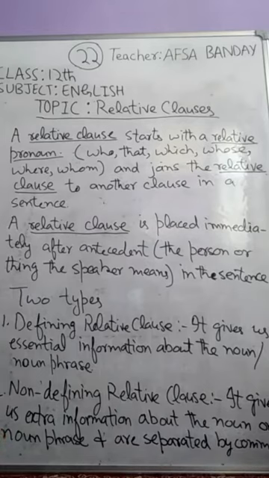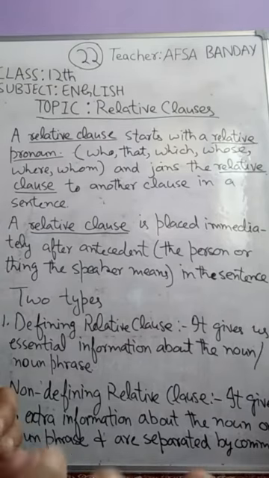There are two types of relative clauses. One is defining relative clause and another is non-defining relative clause. A defining relative clause gives us essential information about the noun or the noun phrase, or about the person or the thing the speaker means. And a non-defining relative clause gives us extra information about the person or the thing the speaker means, in other words, the noun or the noun phrase. And here the two clauses are separated by commas. That means we put the relative clause between two commas.